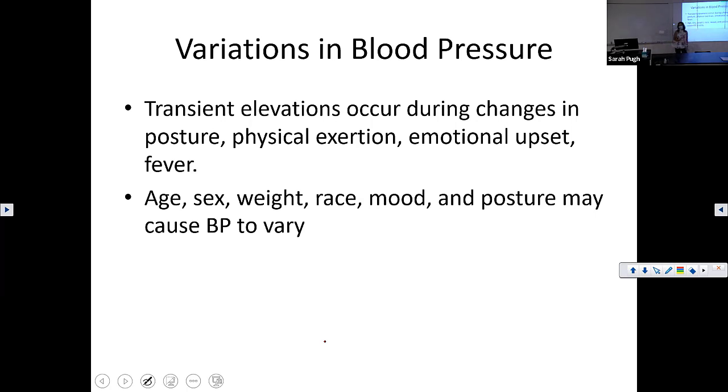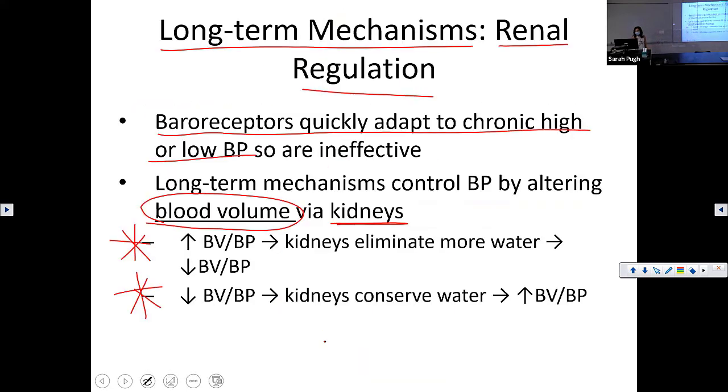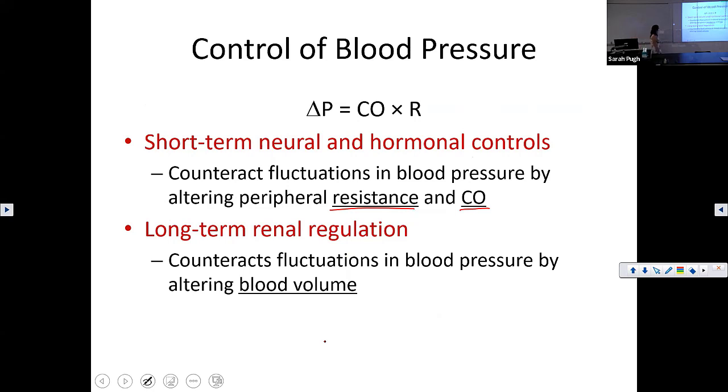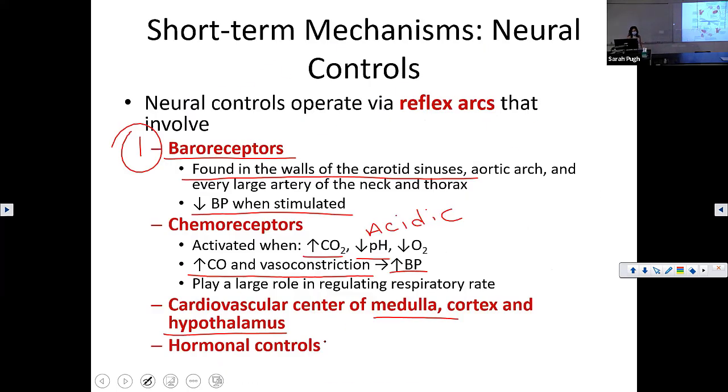Also, physical exertion. When you exercise, your blood pressure may change. The reason, let's go back to this equation. When you exercise, what happens to your cardiac output? It goes up. So what do you think is going to happen to your blood pressure? It is going to go up. Okay, so we will see a rise in your blood pressure when you're exercising.